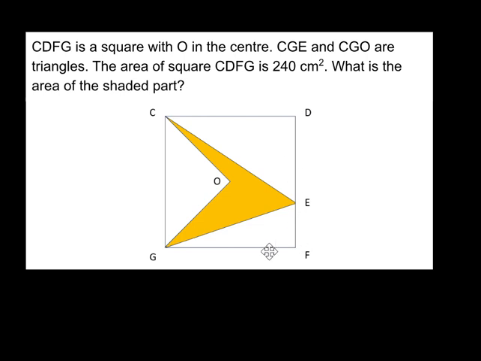So you have a square. O is the center of the square. So which means that if you draw a line here, it's half. Okay. CGE is this big triangle here, CGE, and CGO is this smaller triangle here. So the total area of this square is 240 centimeters square. So you are supposed to find the area of the shaded part.